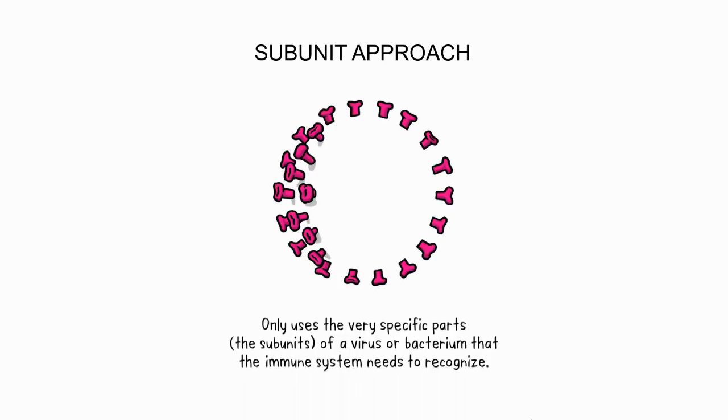Next, we have the subunit approach. A subunit vaccine is the one that only uses very specific parts of a virus or bacterium that the immune system needs to recognize. It doesn't contain the whole microbe or use a safe virus as a vector. The subunits may be proteins or sugars. Most of the vaccines on the childhood schedule are subunit vaccines, protecting people from diseases such as whooping cough, tetanus, diphtheria, and meningococcal meningitis.